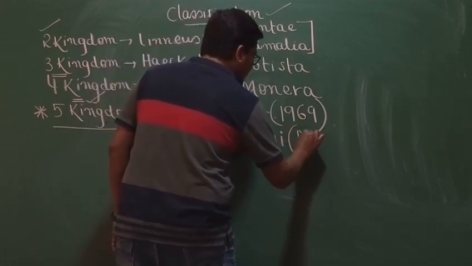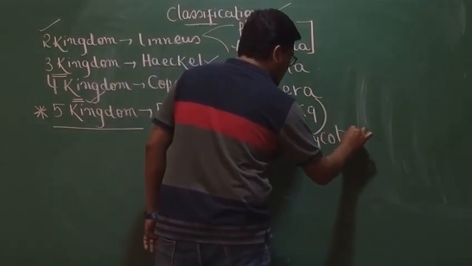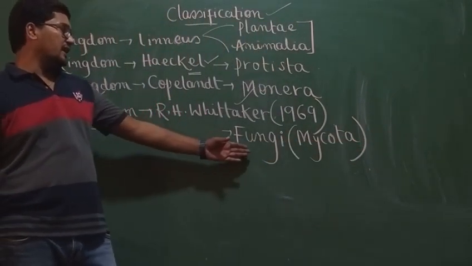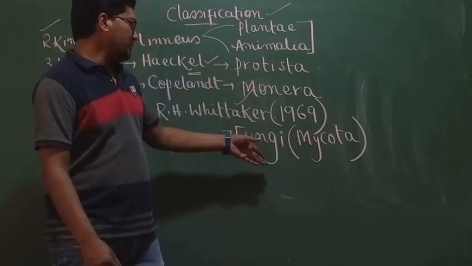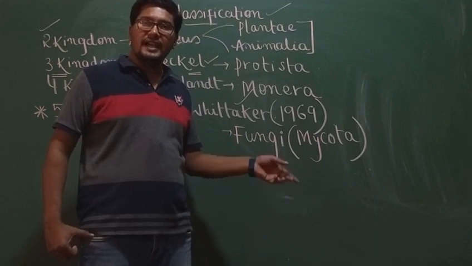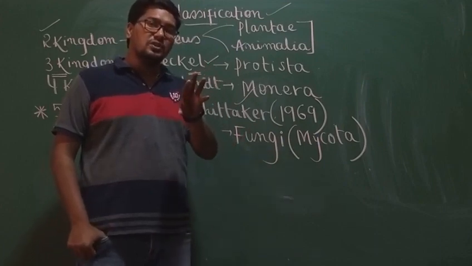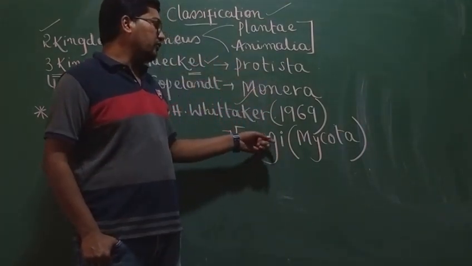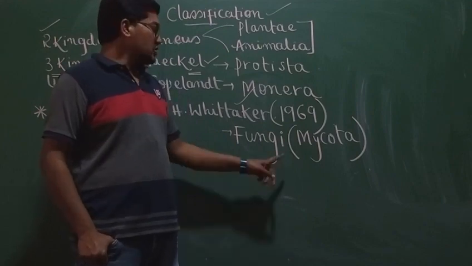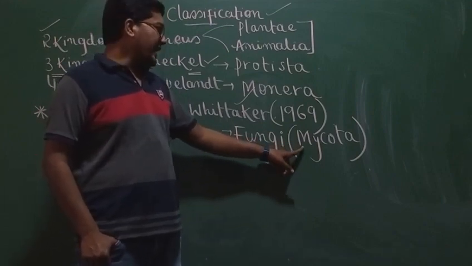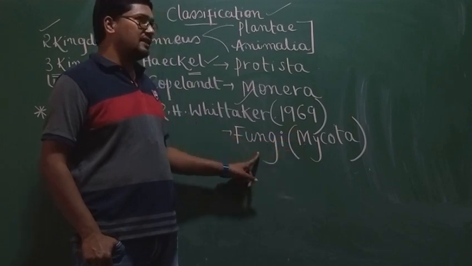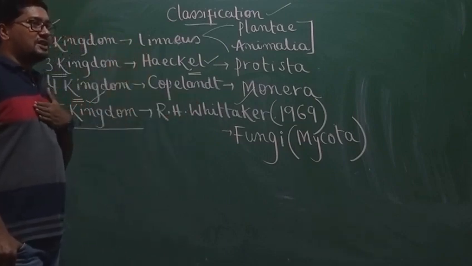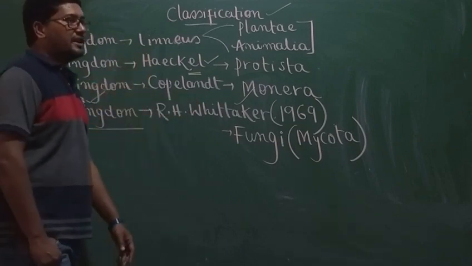Otherwise it is called mycota. So the 5th kingdom added is fungi, and the fungi kingdom is also called mycota. If you ask me what fungi are, most of the fungi except yeast are multicellular. Yeast is the example for unicellular fungi. Almost all other fungi are multicellular and they perform the function of decomposition. So the multicellular decomposers are added in the kingdom mycota, which is otherwise called fungi. With this it is very clear. In R.H. Whittaker's 5 kingdom classification, what are the 5 kingdoms existing till now?